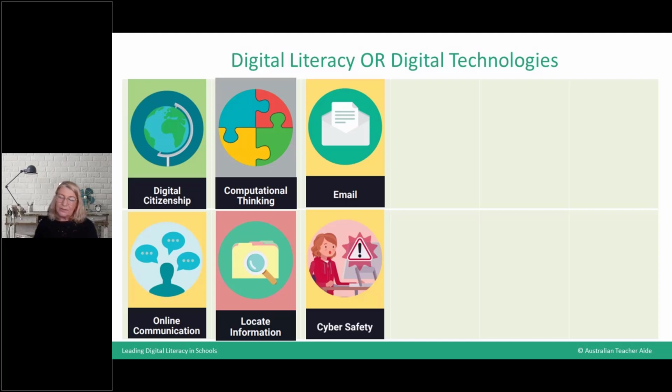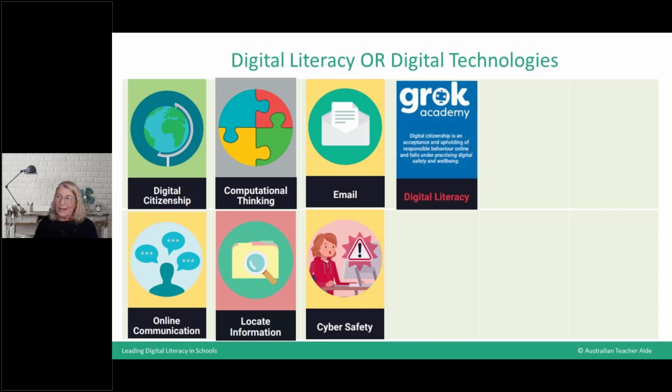So the first one was digital citizenship. Not surprisingly, this is digital literacy. So digital citizenship runs across all areas of the curriculum. So we would be looking at the elements of digital citizenship across our practicing digital safety and well-being.